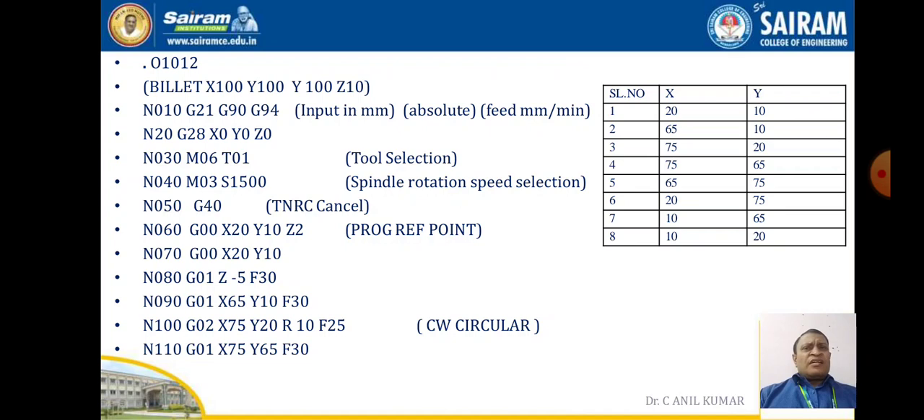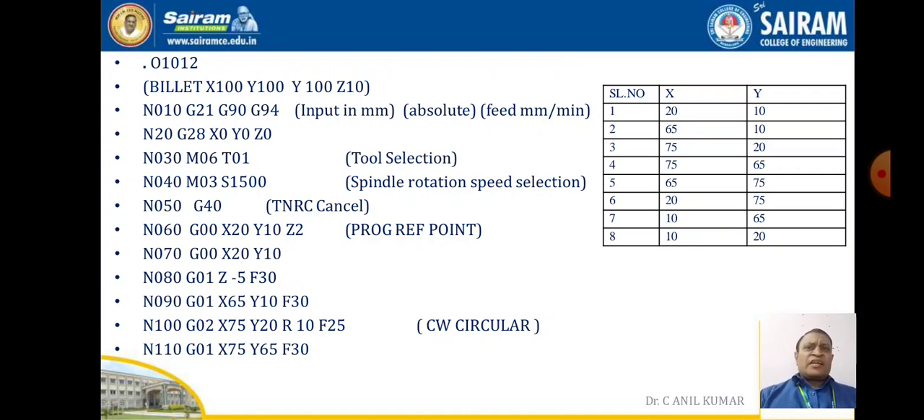Okay, then N80, G01, Z of -5 and F equal to 30. Z -5 means that we are giving a depth of -5, and as you know, the size of the entire billet is 10 mm. The line number N90, G01, X equal to 65, Y equal to 10 and a feed of 30 only.